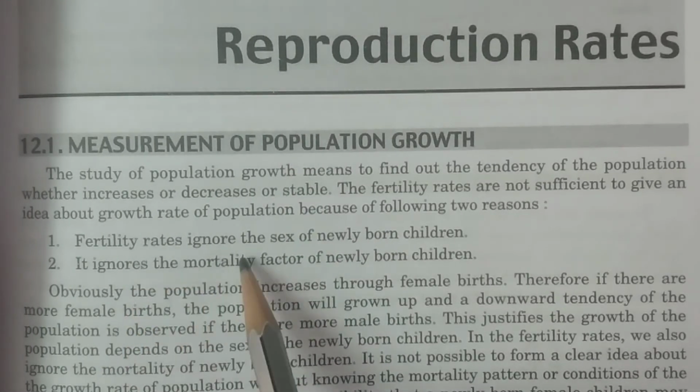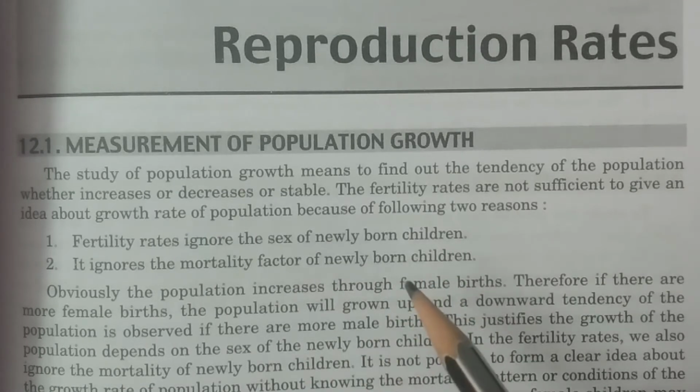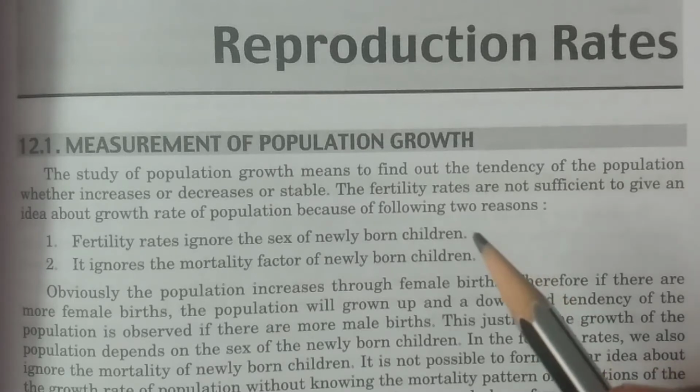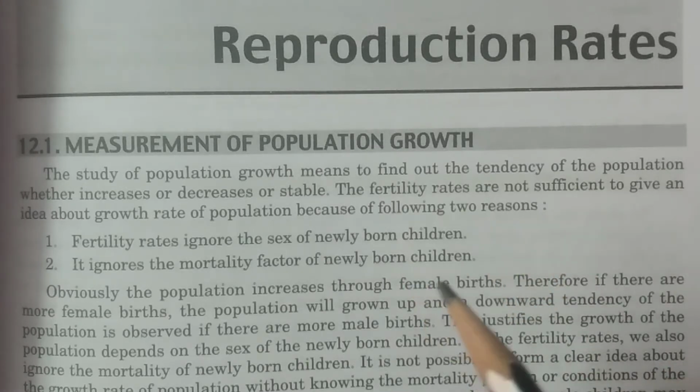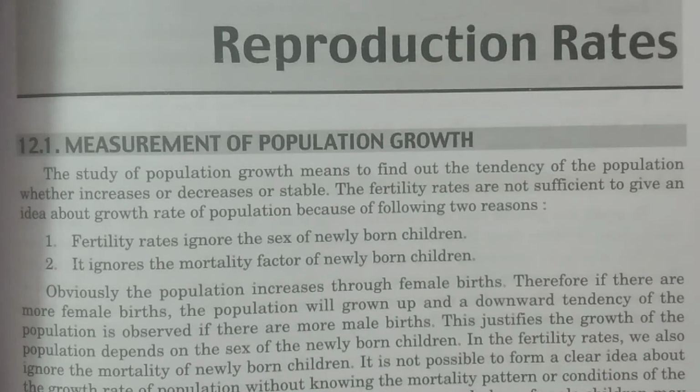Fertility rates ignore the sex of newly born children. If the newly born children are females only, the female baby, then only can it again reproduce the children. Therefore, male live births are included, number of births, in the formula of the birth rate.